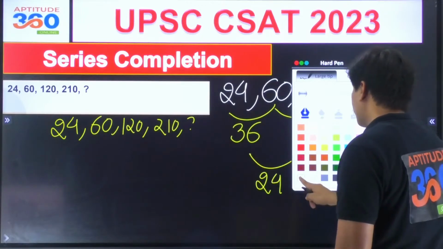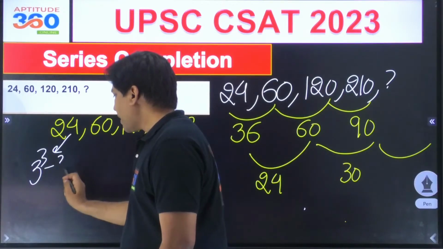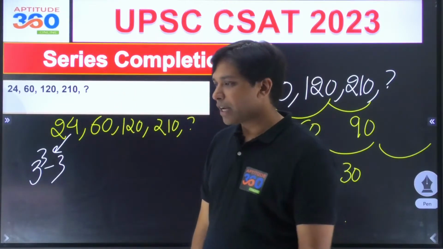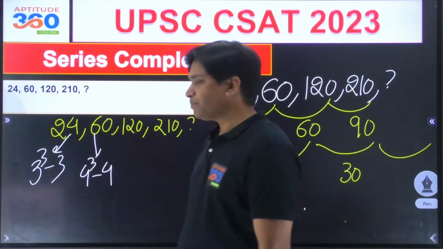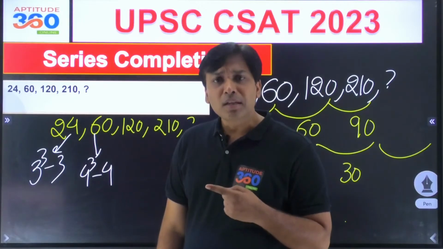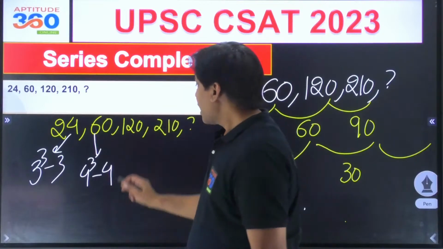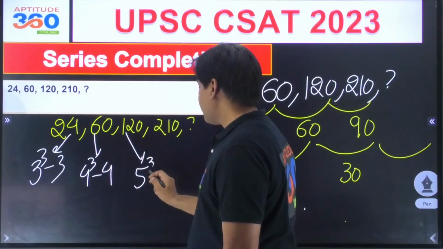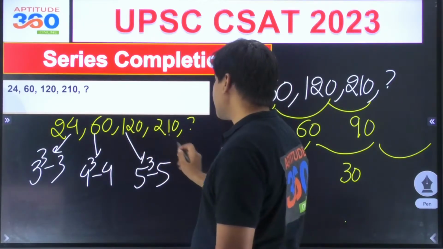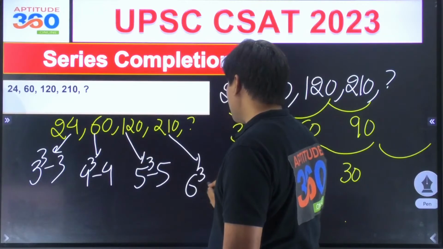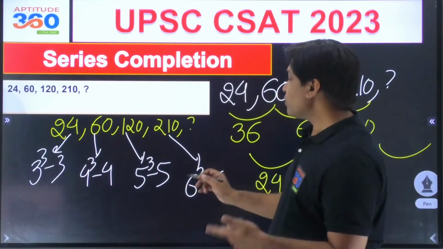Look at 24. Can I say that this number is 3 cube minus 3? How about this number? Can I say this is 4 cube minus 4? And what is 4 cube? 4 cube is 64, and 64 minus 4 is 60. How about this one? 5 cube minus 5. 5 cube is 125, minus 5. You're getting this answer. And this will have to be 6 cube minus 6, where 6 cube is 216, minus 6. So what is going to be the next term?